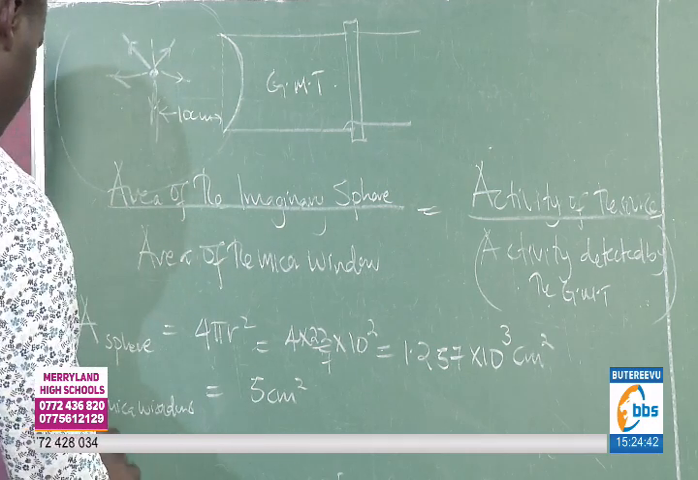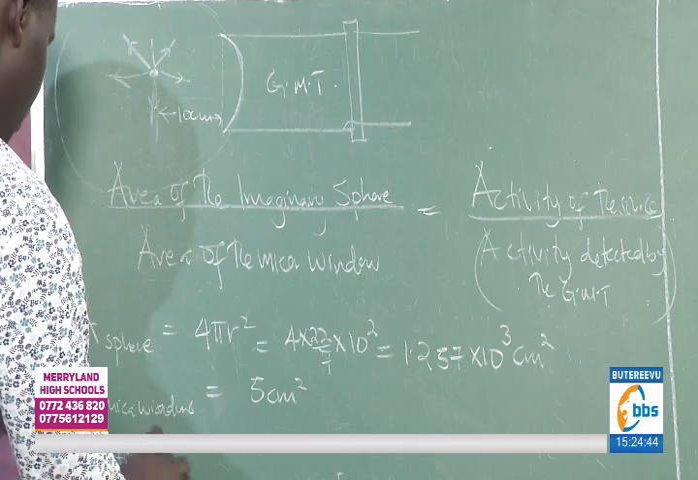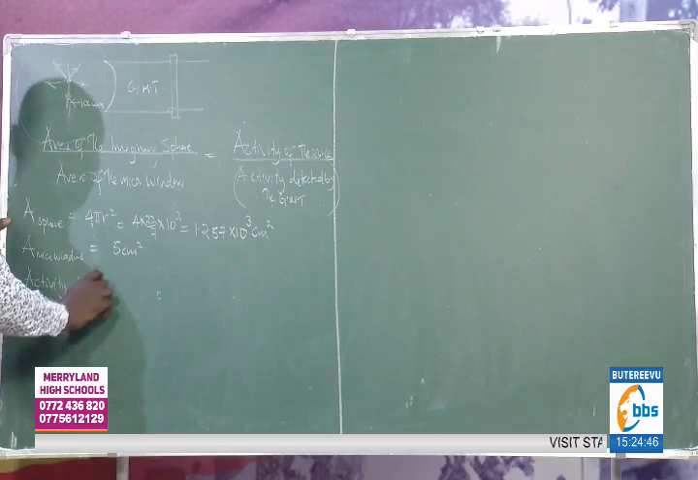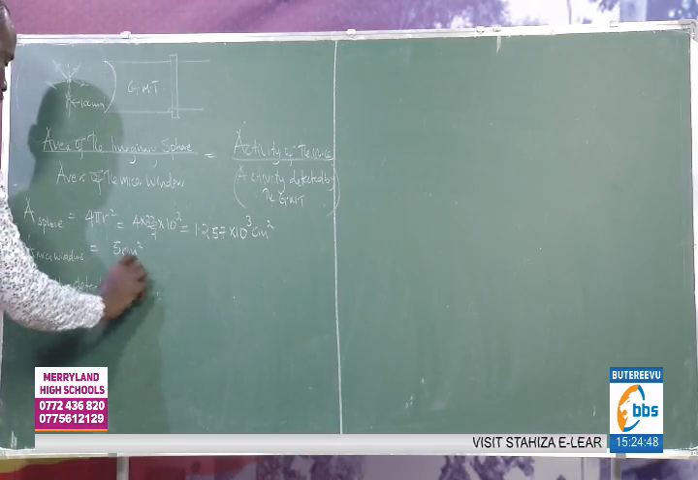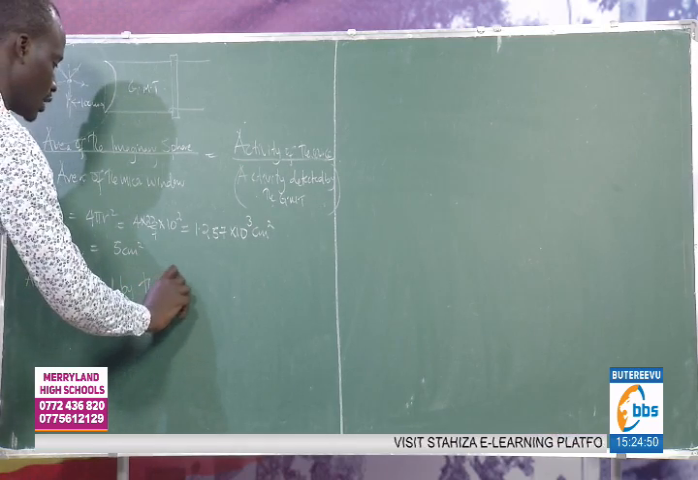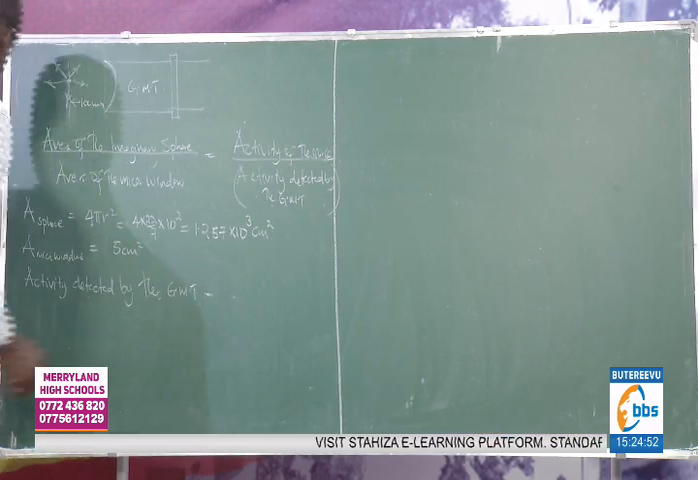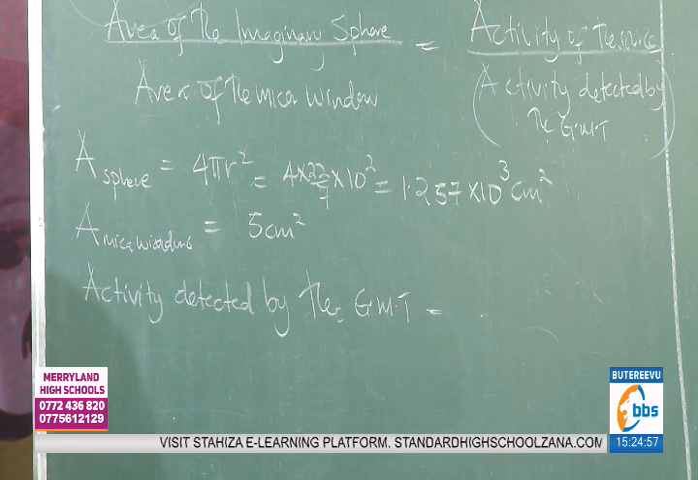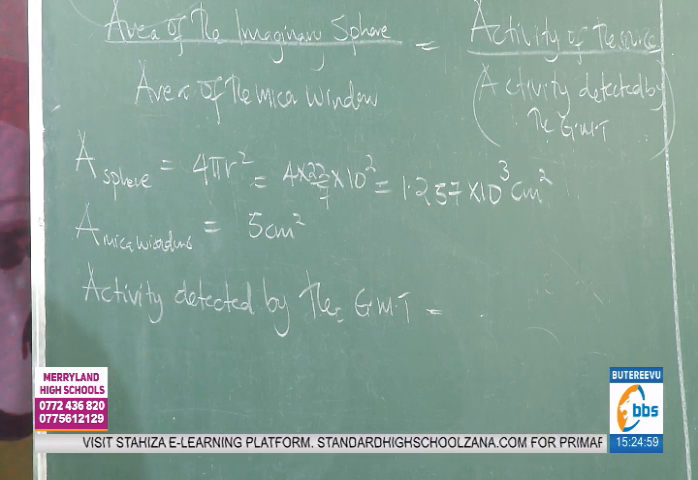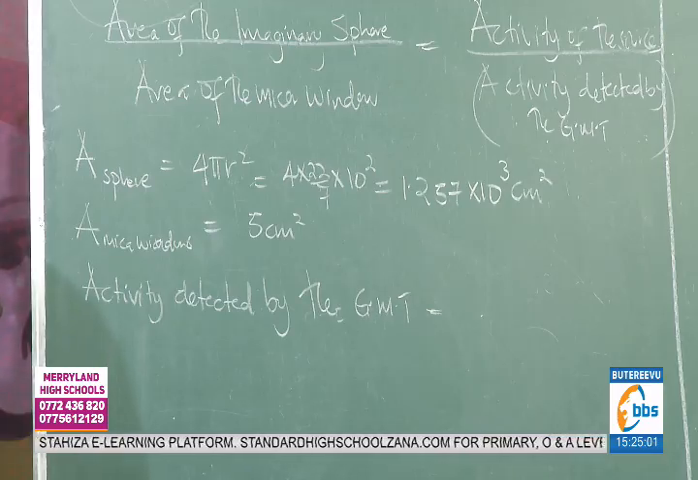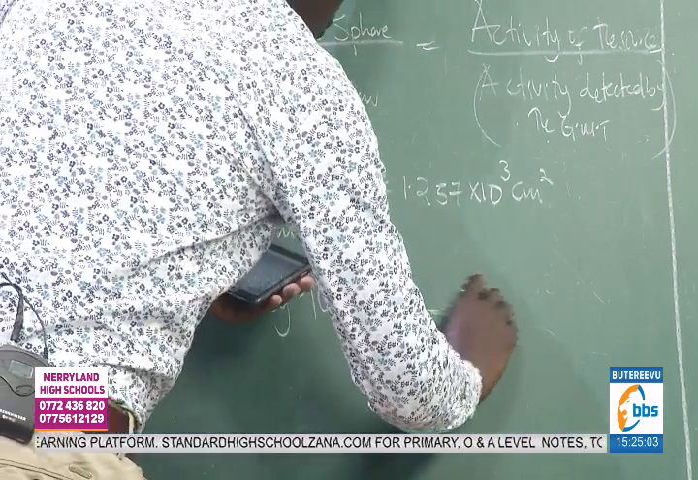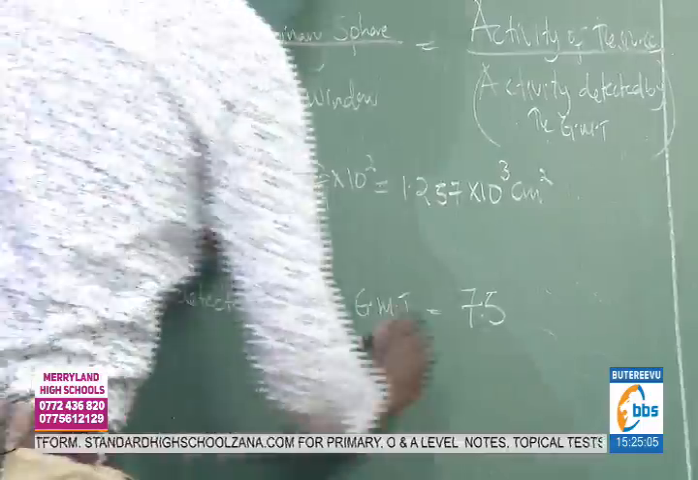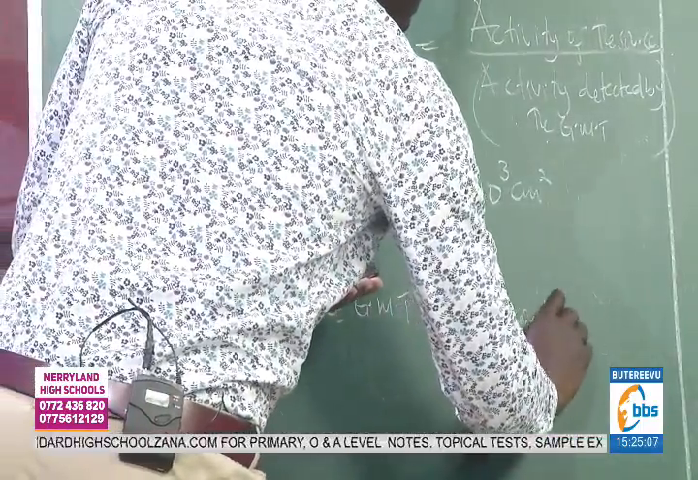Activity detected. Activity detected by the GM tube. I think it was 75. Yeah, that one is 75 counts per second. So this one is 75 counts per second.